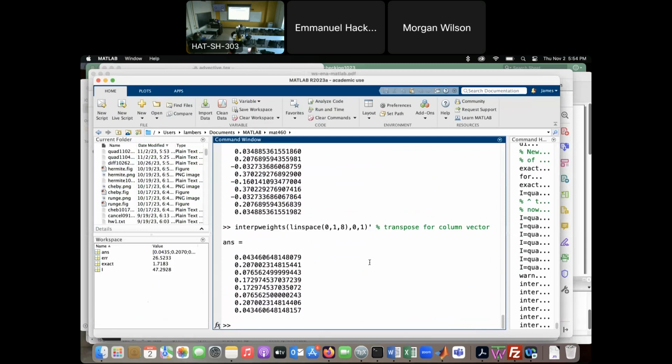Okay, any questions about what's going on with these weights? Watch it follow along instead of trying to keep up, since I don't have the code. Unfortunately, yes.